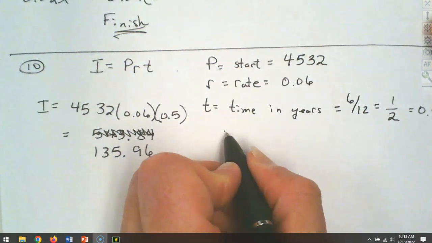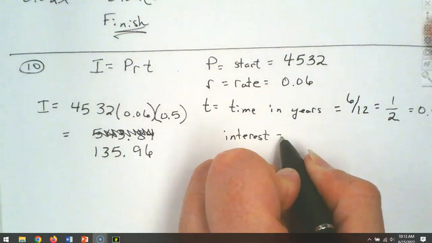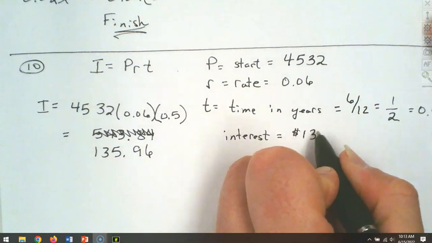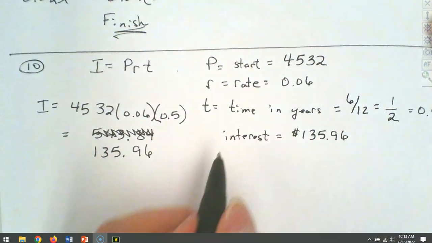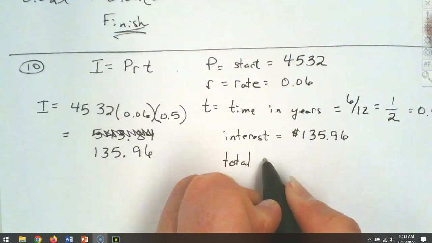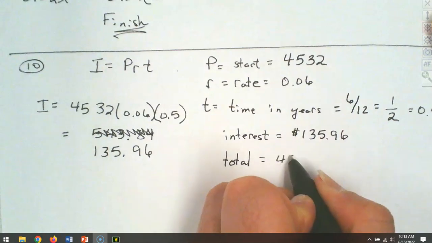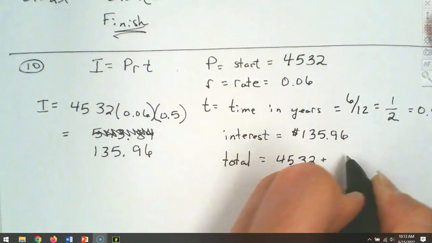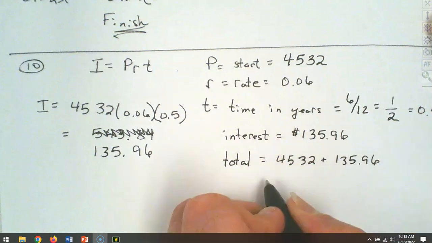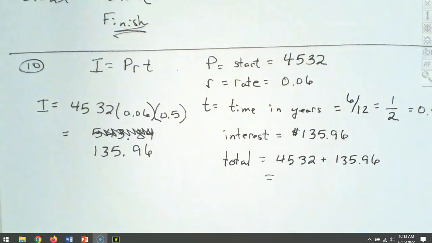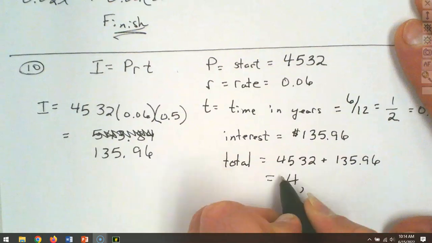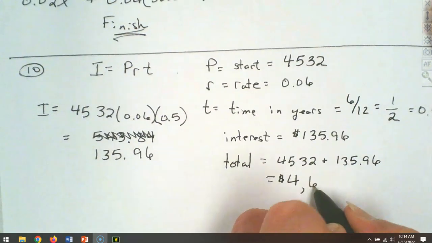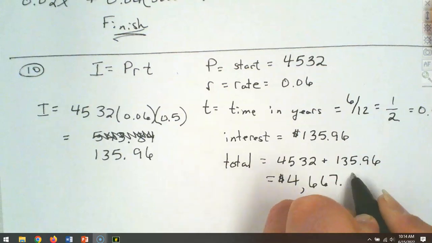And so the interest is simply going to be $135.96, easy enough. And the total is that $45.32 plus $135.96, and that gives you a grand total that the bank gets in return. 45.32 plus 135.96. The bank then gets back $4,667.96.